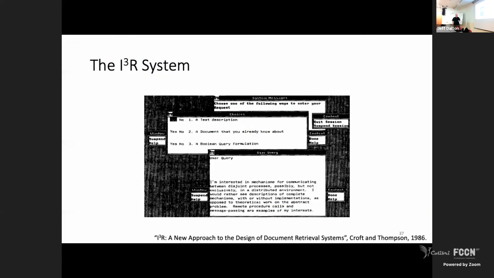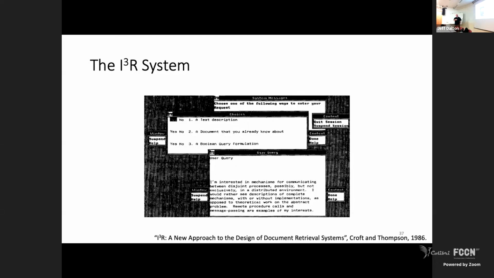Coming from information retrieval, has anyone heard of the IOdoc system? Okay, one person. This was a system from Bruce Croft and Thompson at UMass back in the 1980s. I'm not sure Bruce was actually there at the time. It was an early system that supported rich, complex search interactions. You can see the very advanced interface they had in the 1980s, which was extremely advanced for a graphical interface.